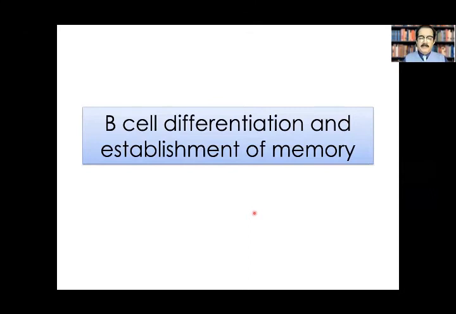So now, just to recap, we have talked about how antibodies are important. They are important for serological memory. I talked about one lymphocyte, one specificity. Then we talked about monoclonal antibodies, the applications, and why this is so important. And now we'll get into the nuts and bolts of what happens when a B cell gets activated, and how they go on to establish memory.